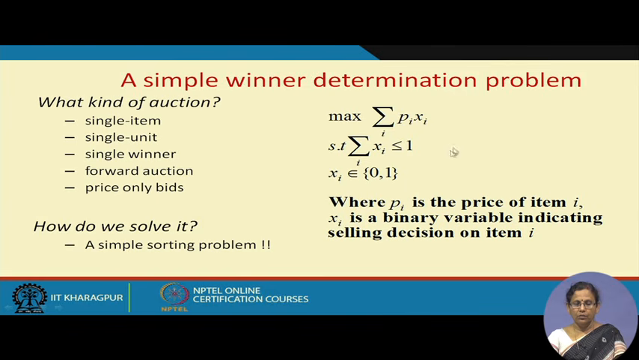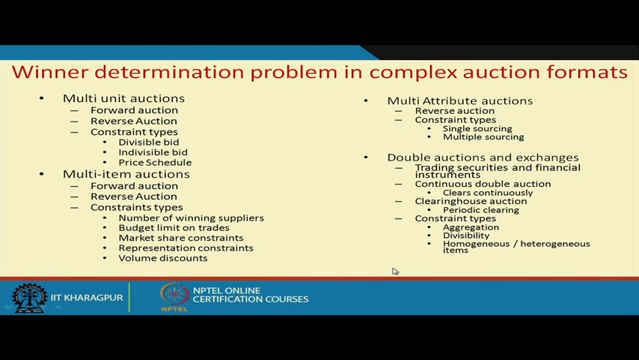And the sum of the x_i should be less than or equal to 1. So, though the mathematical problem appears to be an integer programming problem, which is a little bit complex if you solve it using the traditional integer programming approach, here it turns out to be a sorting problem and I solve it by simply sorting all the bid values, but all the auction formats will not be that simple.